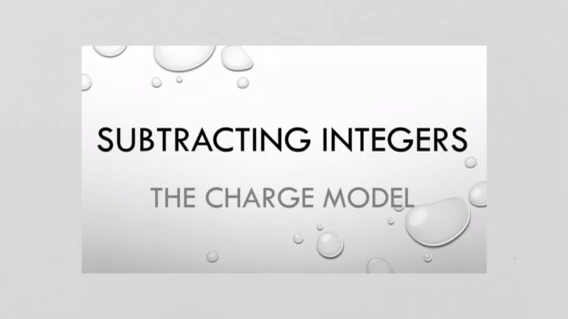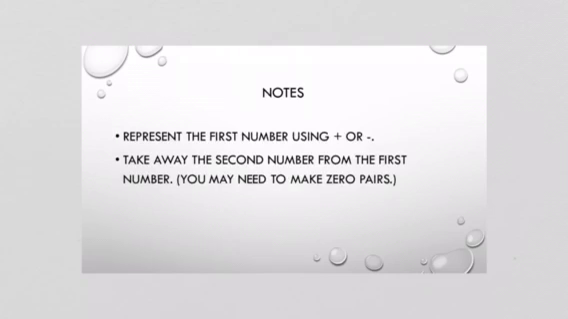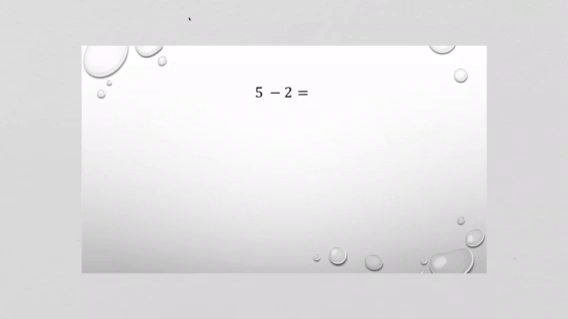Today we're going to be subtracting integers using the charge model. There's a couple of things you need to remember. First, represent the first number using positives and negatives, just like we did with adding. Second, you're going to take away the second number from the first number. It's just like second grade when you did takeaways. And you may need to make some zero pairs while you're doing this.